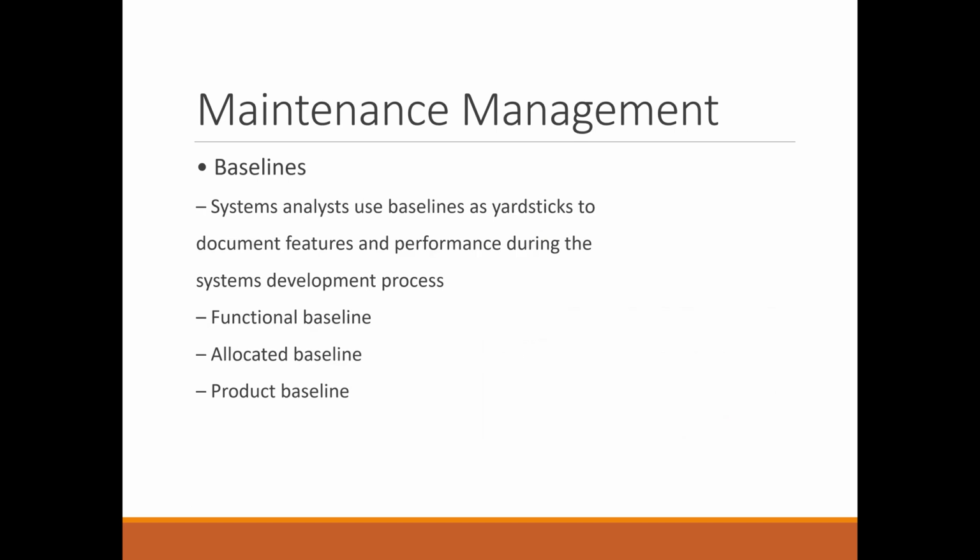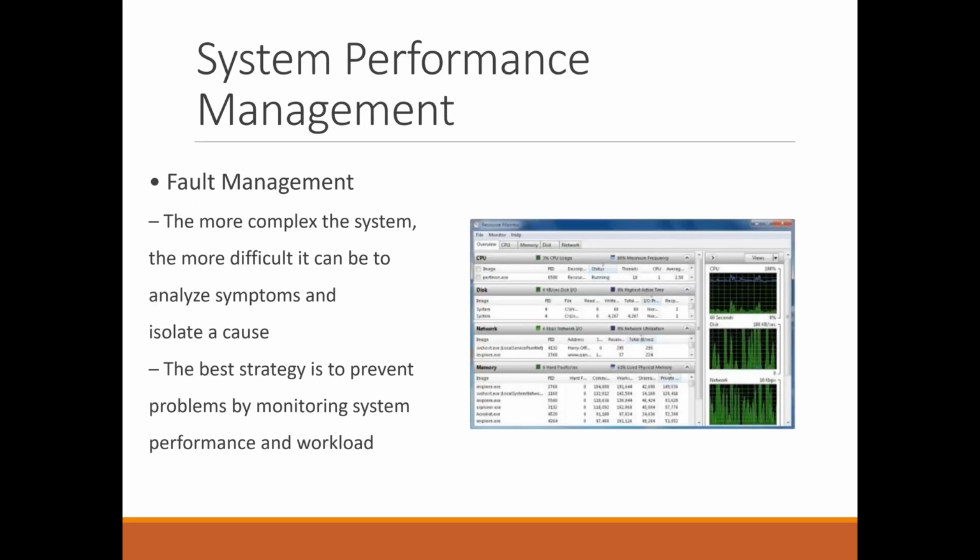The next one, we talk about the baselines for the maintenance. System analysts will have to use baselines as yardsticks to document features and performance during the development process. So in this one, you have to talk about the functional baseline, allocated baseline, and product baseline. How did you set up and how did you measure? And what is the result when you measure for the system that you are using right now and the system development process that you have been doing?